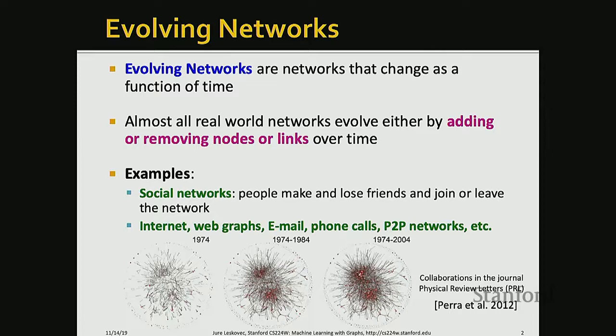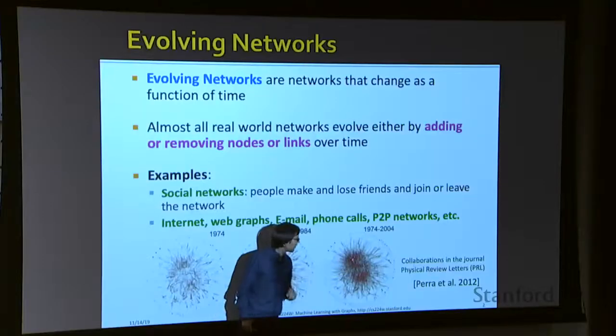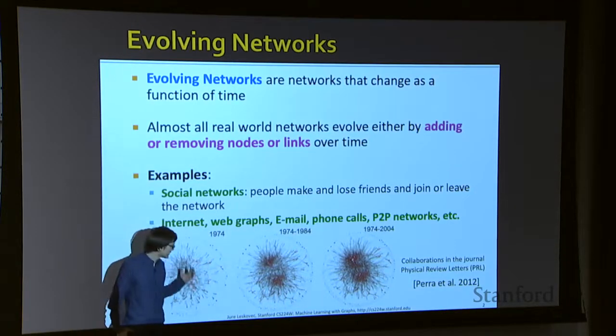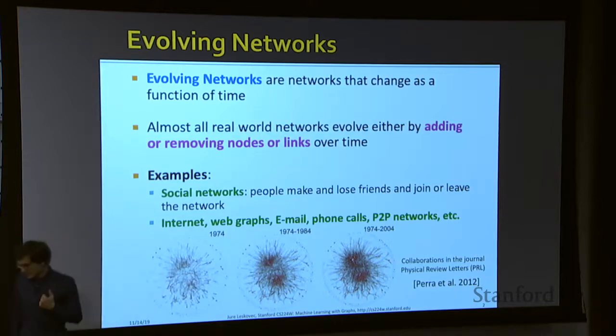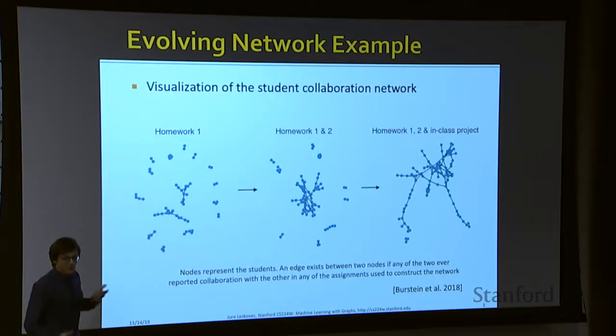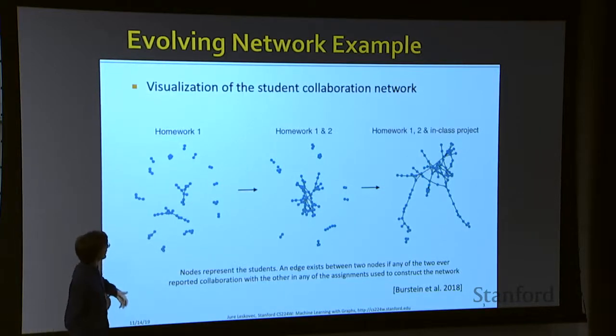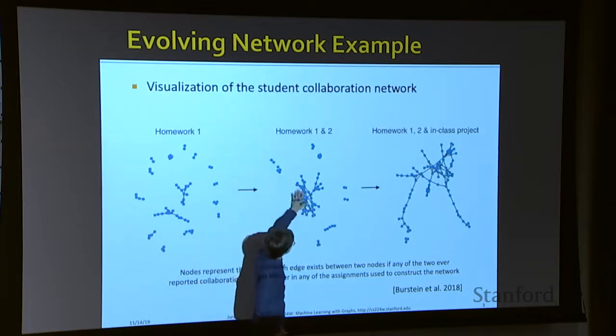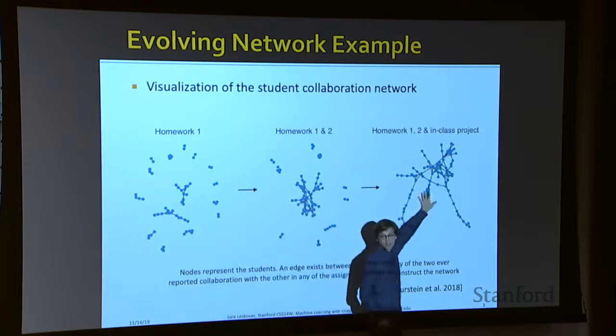You can also think of the internet, web graphs, emails, phone calls, any kind of communication network as networks that evolve over time. One way to study them is to create these types of snapshots and look at the network structure over time. There are many other examples. For example, this is a collaboration network in a class like ours, after homework 1, homeworks 1 and 2, and then after the class project.